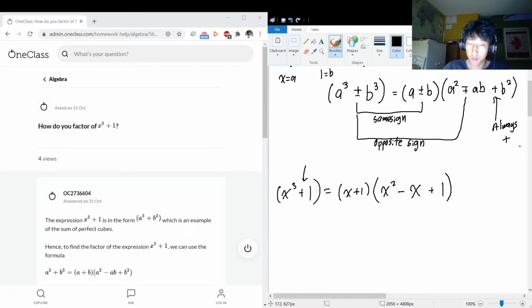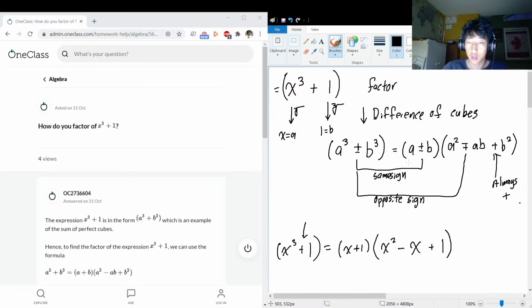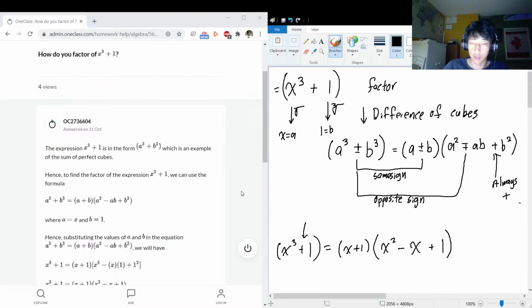x cubed plus 1. So this is the key thing here that will really make your life easier: the difference of cubes equation. Keep that handy, because when you see cubes, think of how you can possibly factor them out. Sounds good?